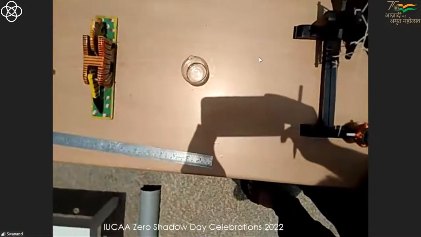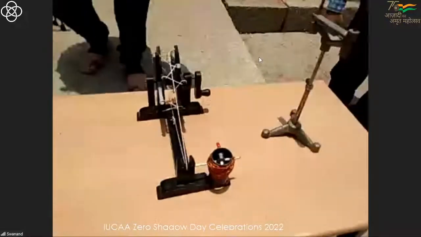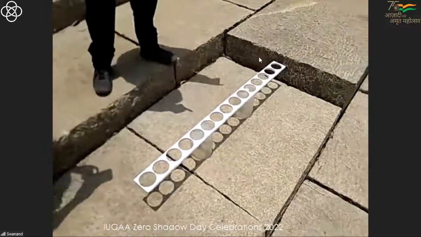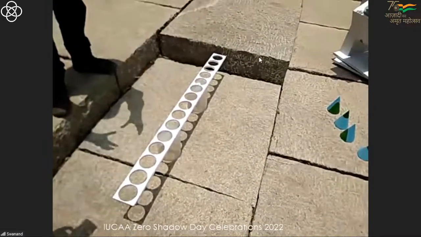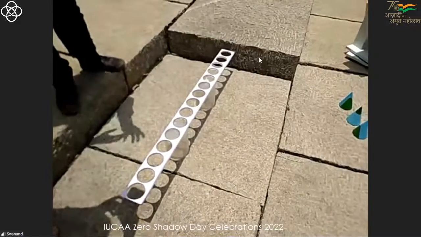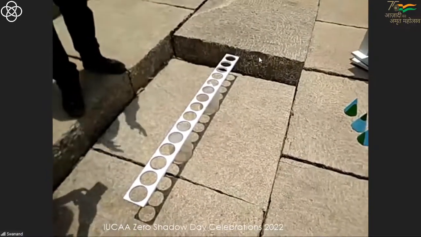Now, similar to this, there are so many more instruments and more setups that we have used. You can see that we have set up these circular rings, and the shadows of these rings will be exactly circles at the time of the local noon. And before and after that, the shadows will be slightly less circular.